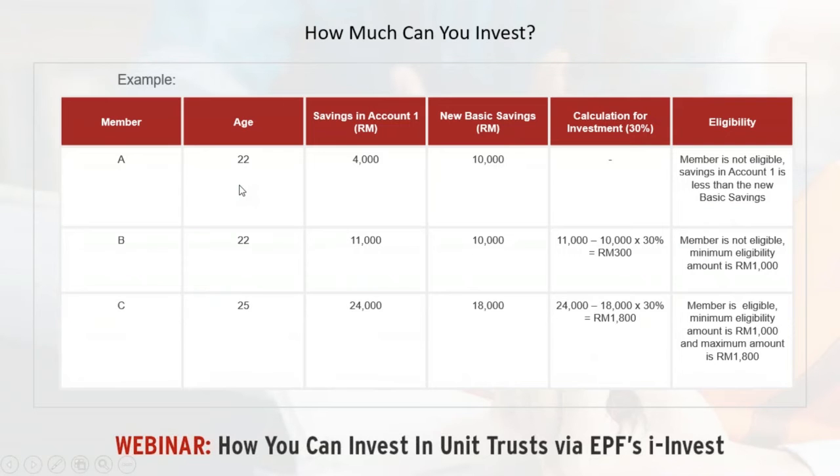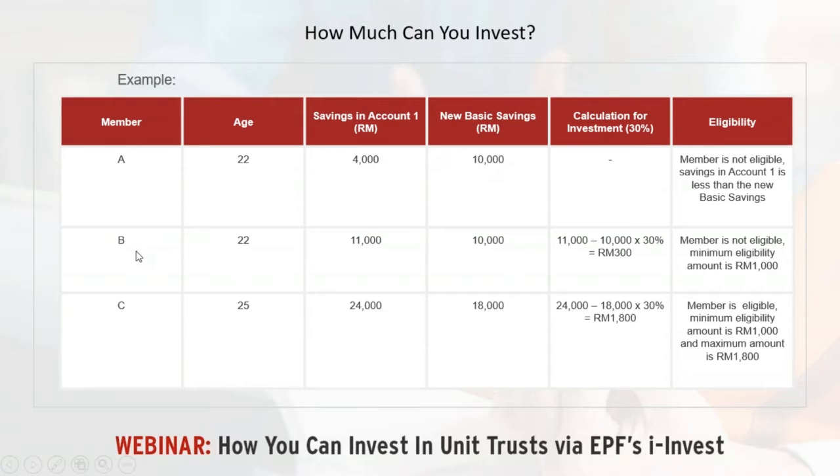For the next, here are three scenarios, which are member A, member B, and member C. Member A is 22 years old. The savings in current Account 1 is 4,000. For 22 years old, the basic savings is 10,000. So this member is not eligible for investment because the savings in Account 1 is less than 10,000.